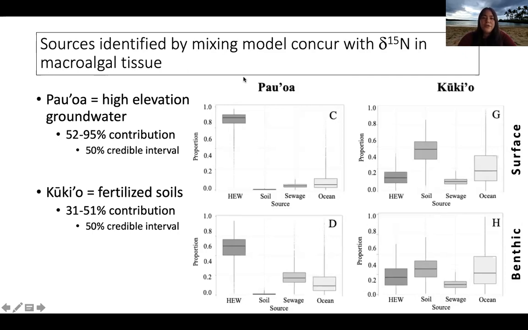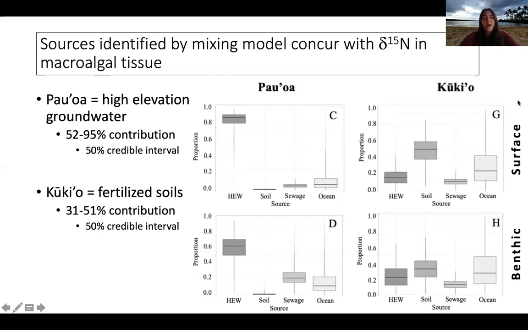And then these are your basic box and whisker plots. The vertical line shows the min and max, or the range of the values for each source, and the horizontal line shows the median for each source. So overall, we found that high elevation groundwater was the greater nitrogen contributor to all water types. This was at a 50% credible interval, contributing about 52 to 95% across all the water types.